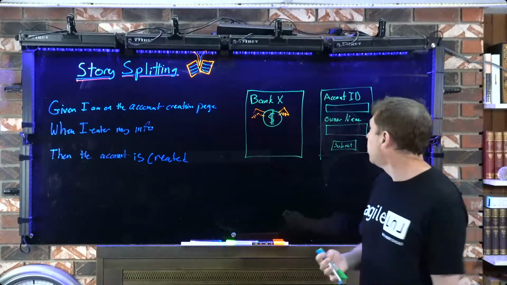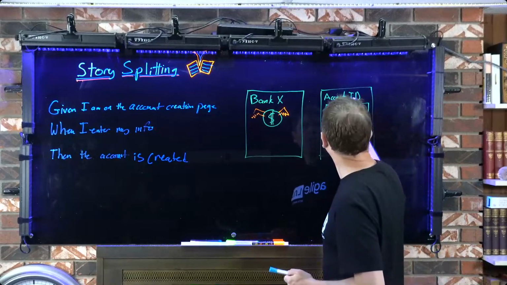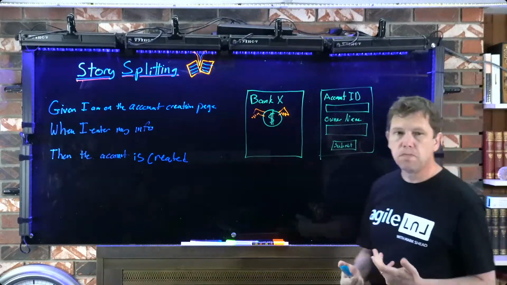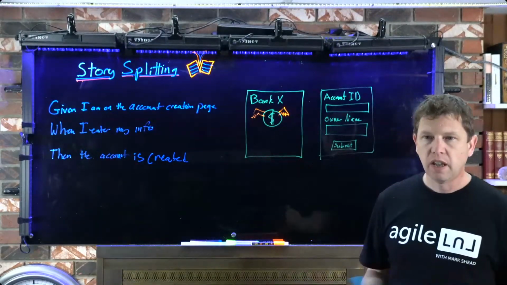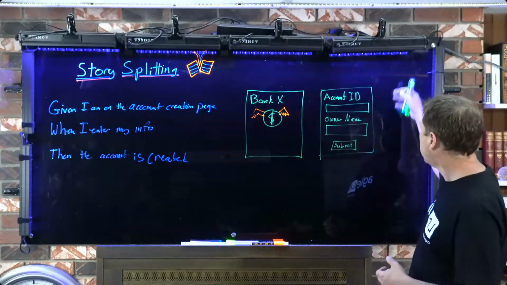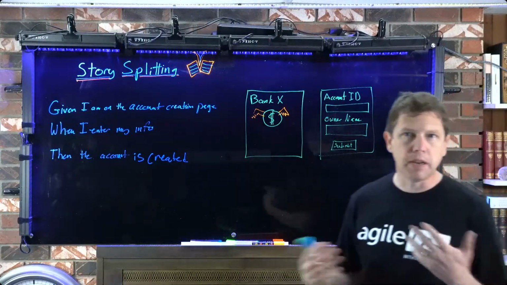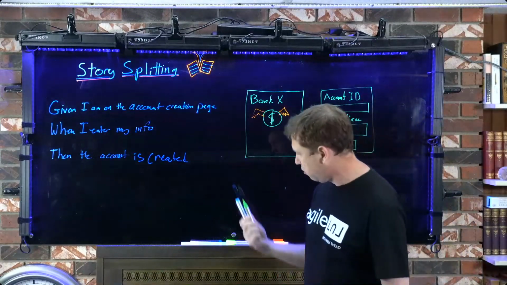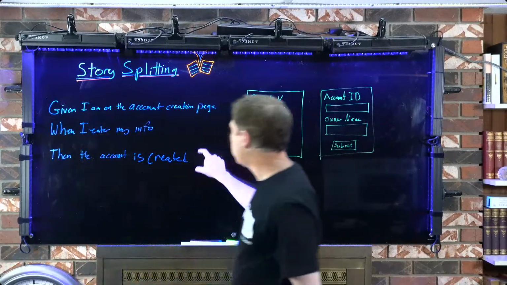The next story I could do might be along the lines of saying that when I go to the list of accounts, then there's a list of all the accounts that have been created. Maybe it's kind of an admin backend page. Now, a couple things I want to point out. Maybe that's where I go for this.